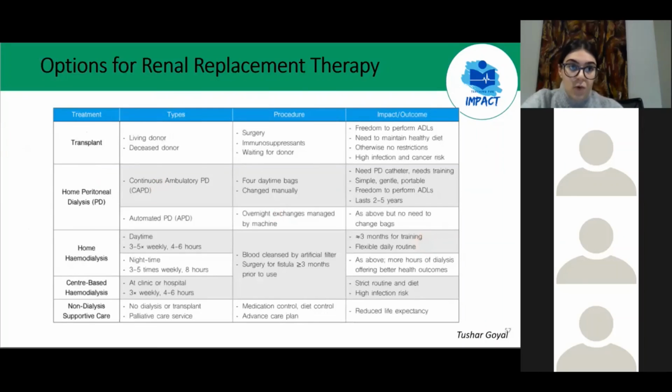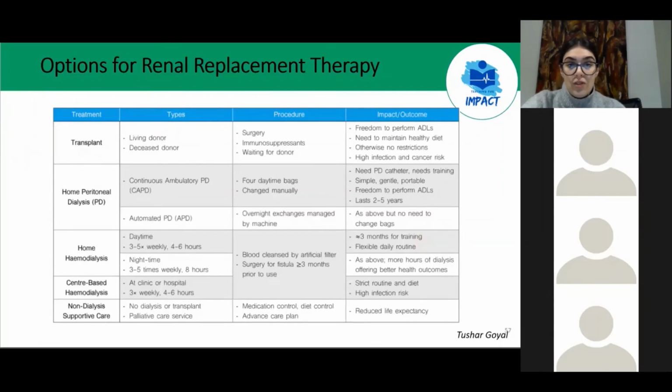So there are a couple of options for renal replacement therapy. The gold standard is a transplant, a kidney transplant. Lots of complications can arise with that, but it can give you a fully functioning kidney. So this is really great for young people as well who have a lot of life left to live, and people whose quality of life would be immensely increased by a transplant.